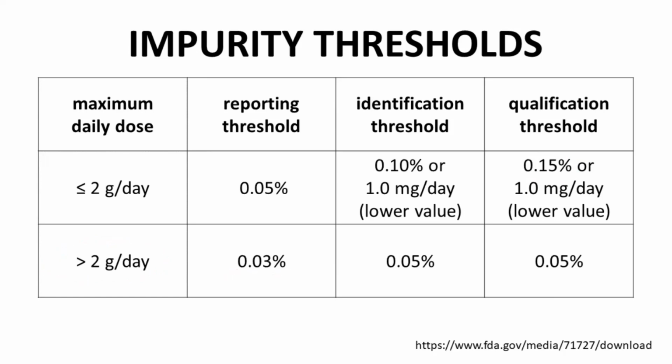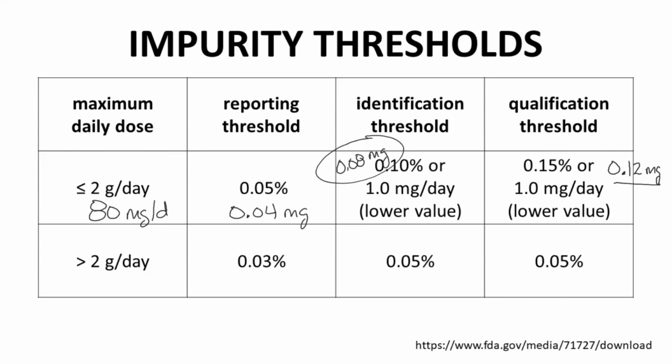So as an example, the maximum daily dose for atorvastatin, a common cholesterol-lowering drug, is 80 milligrams per day. The 0.05% reporting threshold is just 0.04 milligrams. The 0.1% identification threshold is just 0.08 milligrams. The 0.15% qualification threshold is just 0.12 milligrams.